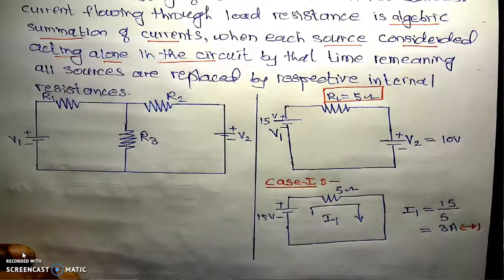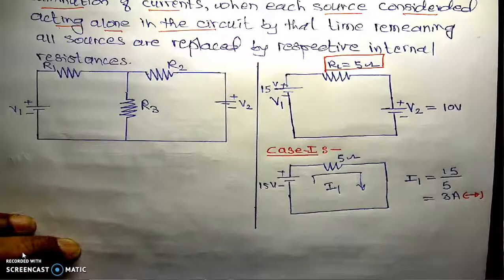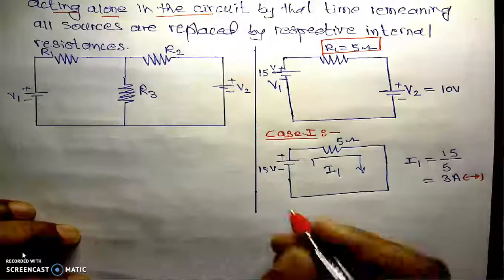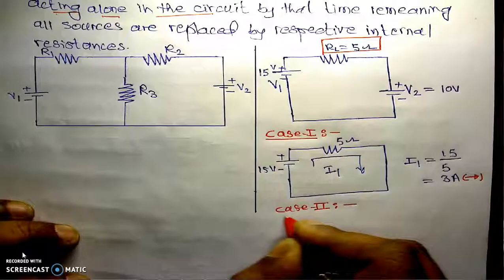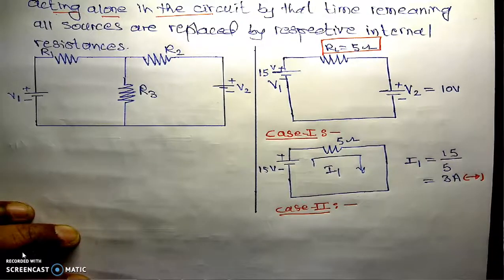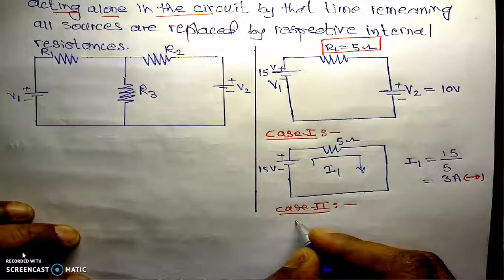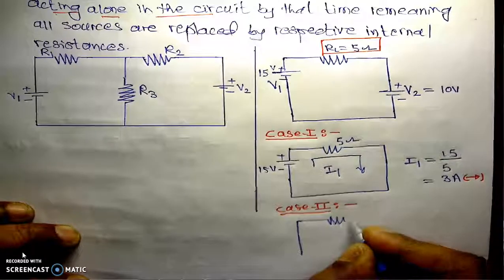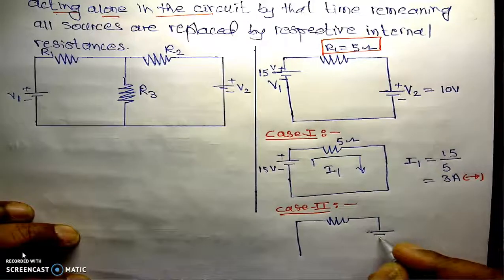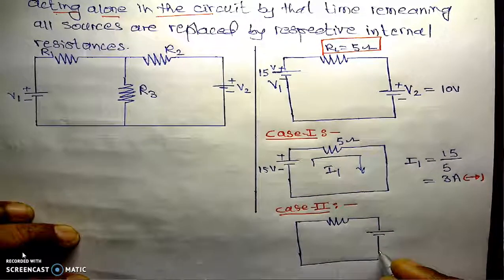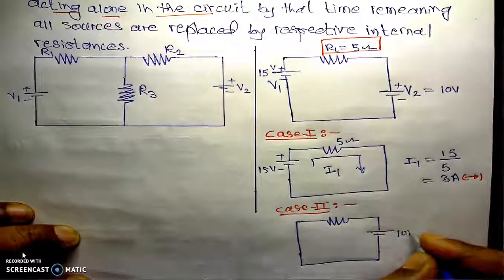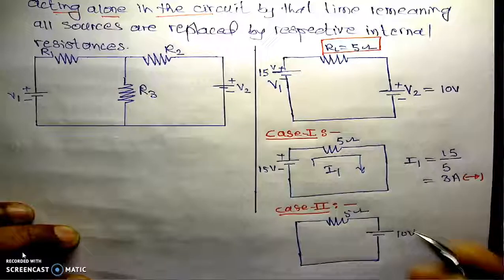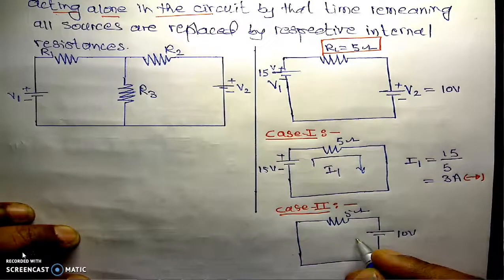Similarly, we will consider case number 2. In the second case, we will consider the second source. By that time, we will replace the first source by its internal resistance. In the second case, we are replacing the first source by its internal resistance because we are interested to calculate the current in the load resistance by considering each source at a time. Here the voltage is 10 volt, the resistance is 5 ohm, and in the second case we will find out the current.